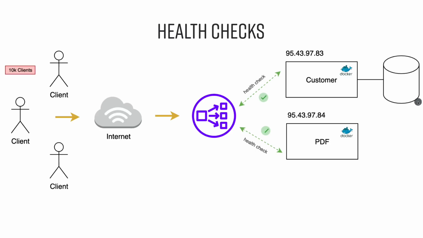Now, in here, you can have different ways of defining health checks for your application. So maybe this PDF service doesn't have a database. Therefore, the only health check that you can do is mainly just check that it's up and running. So you just send a request to the /health endpoint. And if it returns a 200, then it's good to go.